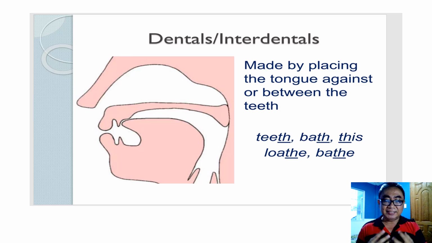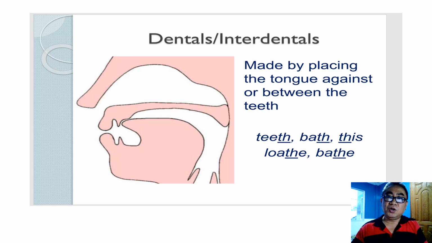So what are the interdental sounds and examples? An interdental sound is produced by putting the tip of the tongue between the upper and the lower teeth. The sounds in English are interdental sounds, no? Voiceless, thin, no? Voiced, then, no? So in other words, interdentals are, number one, situated or intended for use between the teeth. Number two, formed with the tip of the tongue between the upper and the lower teeth.